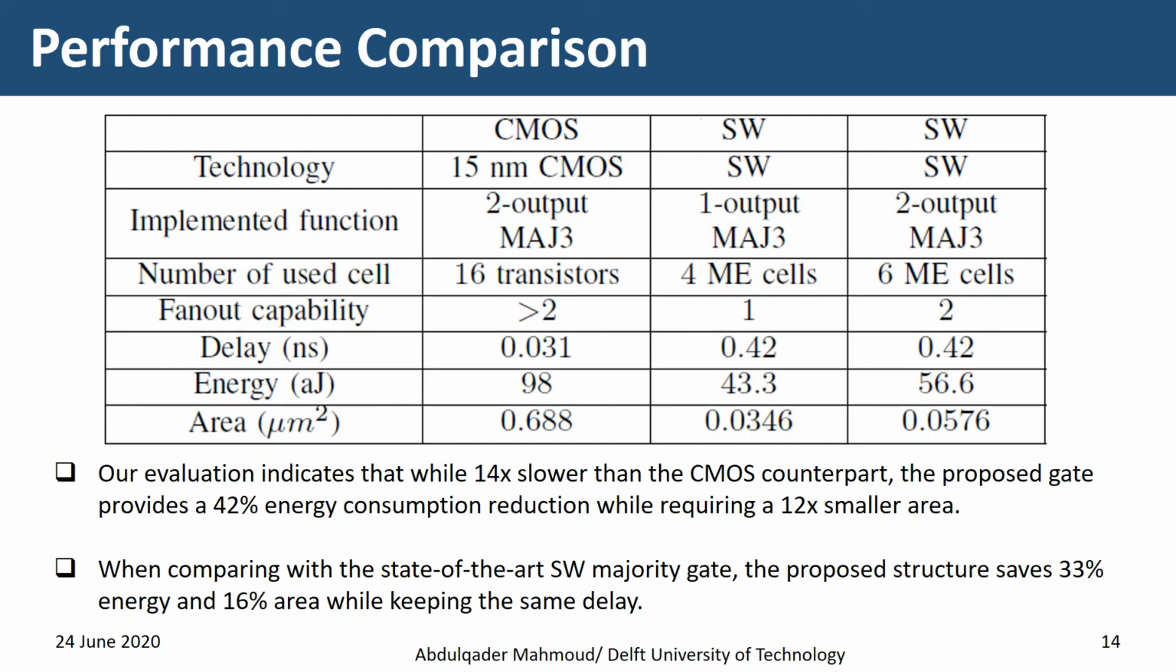Now the performance comparison with CMOS and state-of-the-art spin wave: our evaluation indicates that while 14 times slower than the CMOS counterpart, the proposed gate provides a 42% energy consumption reduction while requiring a 12 times smaller area, as you can see. On the other hand, when comparing with the state-of-the-art spin wave majority gate, the proposed structure saves 33% energy and 16% area while keeping the same delay.